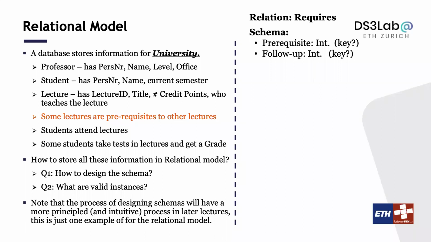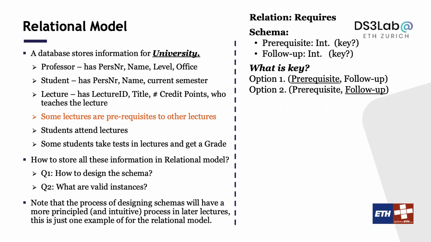It becomes a little bit interesting when you think about how I can define the key here, right? So what is my primary key of this relation? That becomes interesting. We can look at different options, and we can look at what type of instance is valid under each of these options. Option 1 is I have prerequisite as a primary key. Option 2, I have follow-up as my primary key. Option 3, I have the combination of prerequisite and follow-up as my primary key. I have only 2 attributes, so I only have these 3 options.